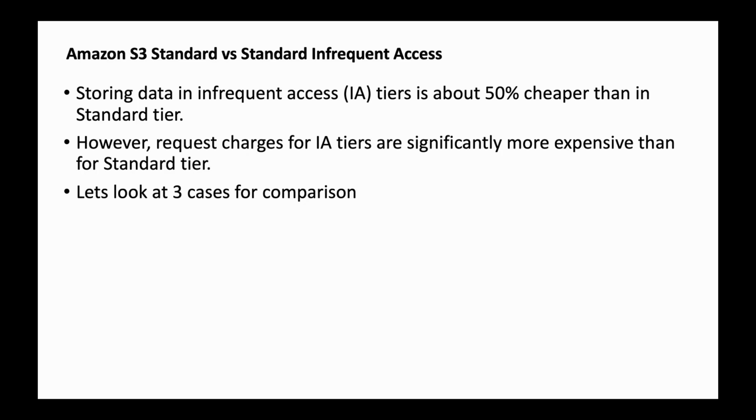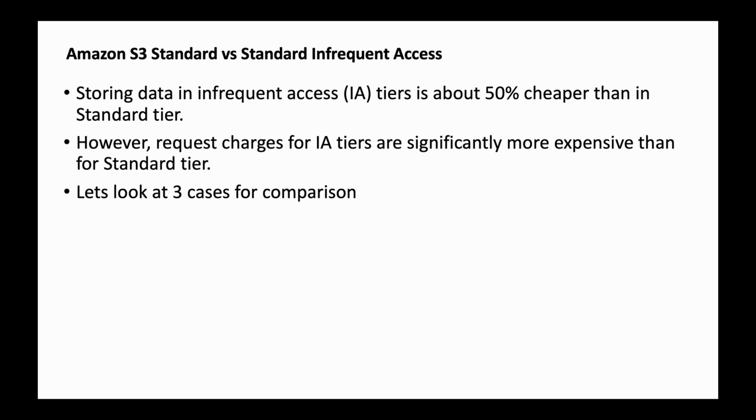Let's begin. As mentioned, this video is about comparison between two storage classes of S3, S3 Standard versus S3 Standard Infrequent Access. As you all know, storing data in infrequent access tiers is about 50% cheaper than in the Standard tier. However, the read request charges for infrequent access tiers is significantly more than the Standard tier. So let's look at three different use cases and see how much is the price difference and which is cost effective in which scenario.